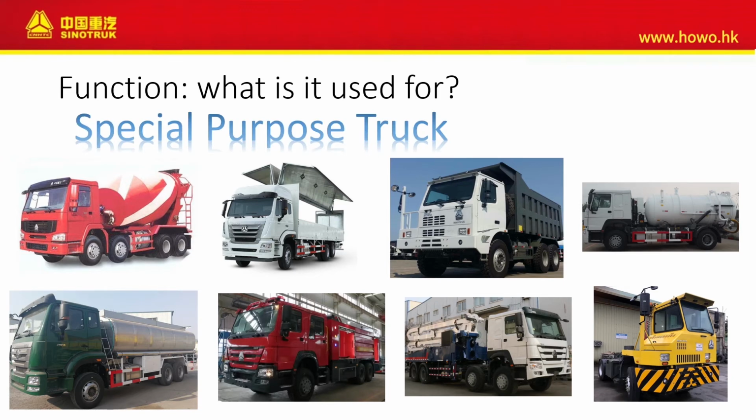The first one is the cement mixer truck. It is used to mix the cement while transporting the cement on the road. The second one is like a one-span truck. You can easily open the truck, and it is quite convenient to transport goods for loading and discharge.